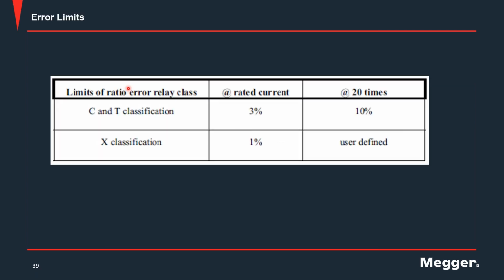Now, the error limits for CTs type C, which is the only one that we have talked about right now, is 3% at rated and 10% at 20 times nominal. Other classes we haven't discussed, so we're not going to go any deeper into them right now.